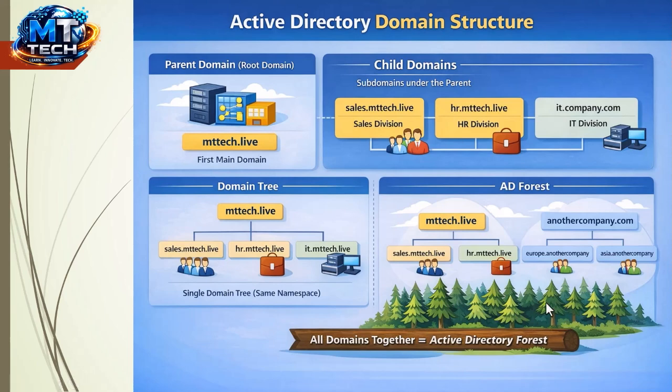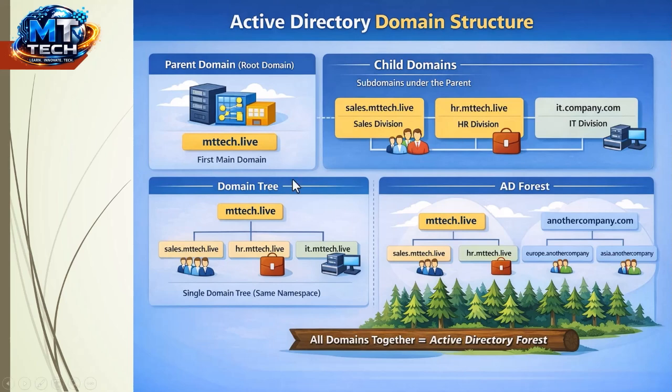According to my definition, it contains one or more domain trees, shares a common schema, shares a common configuration, and has automatic trust between all domains inside it. So each tree is a separate domain, these domains are in one forest, and they have a trusted connection between each other. The important point is that there is only one schema per forest, and we will later understand what a schema is. It also has security boundaries at the forest level.